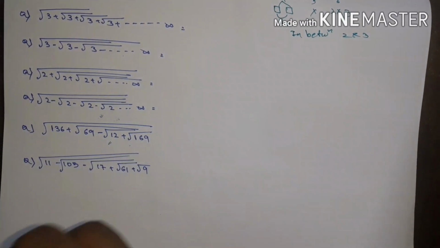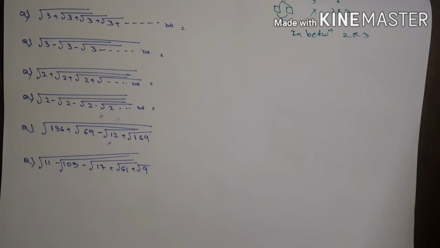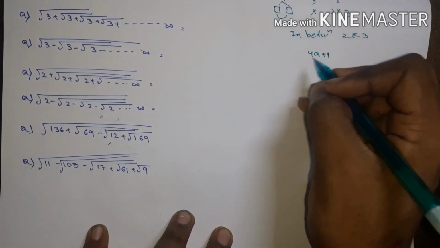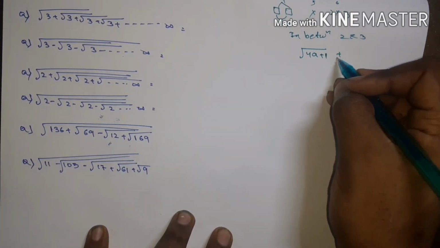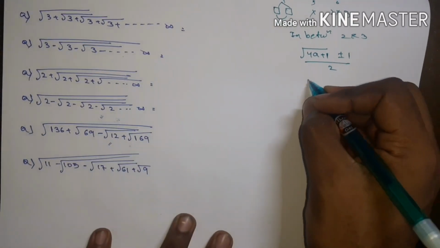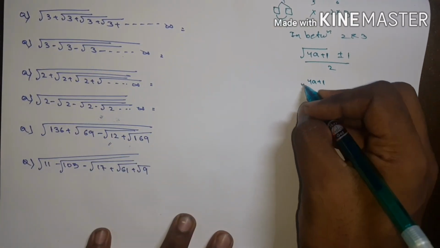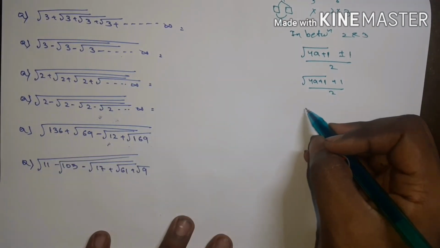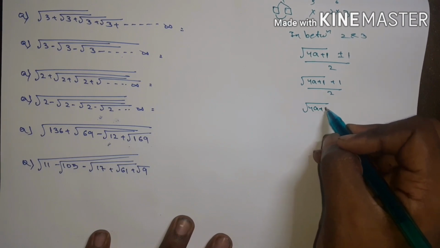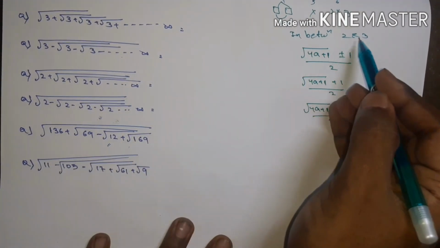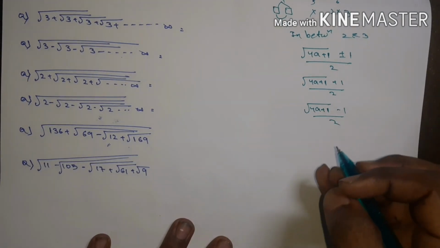If you ask me what the exact answer is, then you have to remember one equation, that is root over 4a plus 1, plus or minus 1 by 2. If the addition sign is given, that is root over 4a plus 1, plus 1 by 2. If the subtraction sign is given, root over 4a plus 1, minus 1 by 2. I said that its answer is in between 2 and 3. What is the exact answer?